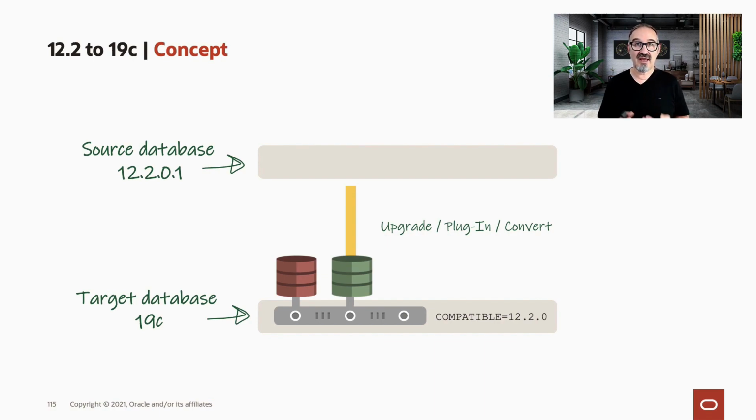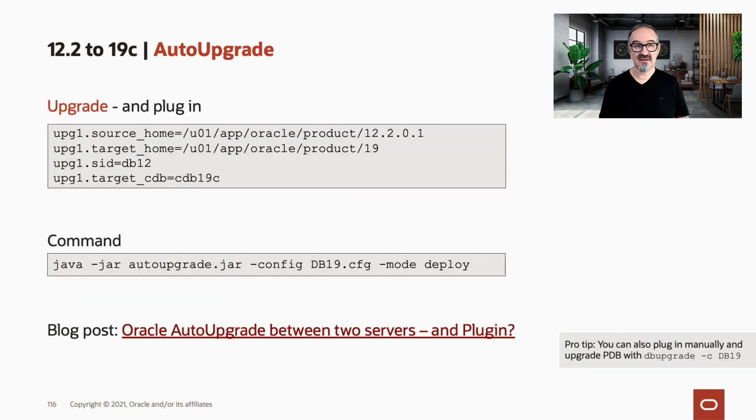In order to have any possibilities of going backwards, it must be a CDB with compatible 12201, or matching the source compatibility. So let's assume we did all that, but AutoUpgrade does that for you, so you don't have to do this manually by yourself. The only extra thing you need in your AutoUpgrade config file is to specify the last line here in the config file, target CDB.